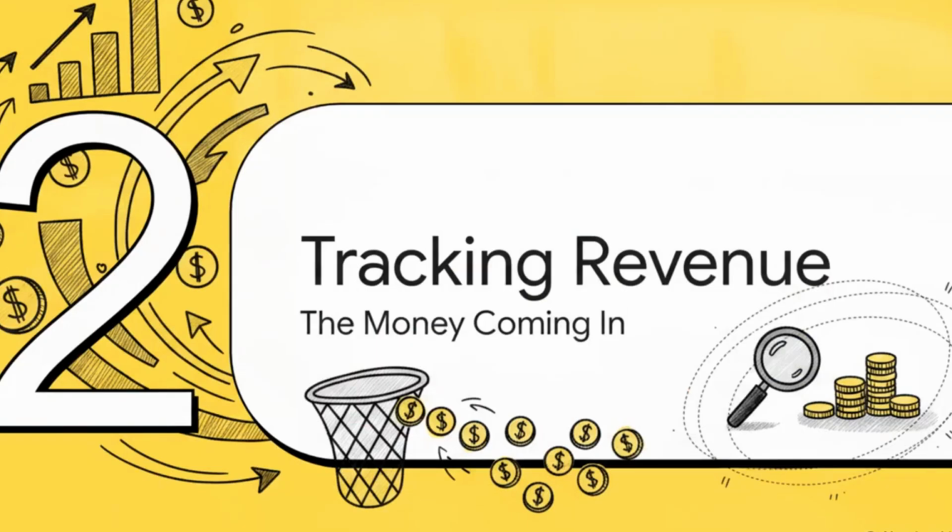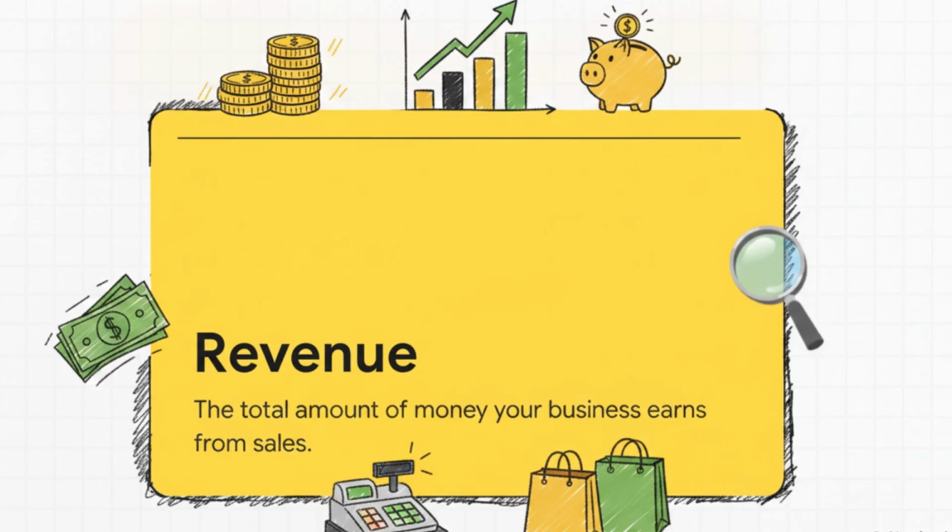Moving to step 1, tracking revenue, the money coming in. While tracking this is absolutely crucial, focusing only on this step is exactly where that beginner's trap lies. The first concept every entrepreneur has to grasp is revenue. Revenue is just the total amount of money your business earns from its sales. Nothing more, nothing less. It's literally the total cash that your customers are handing over the counter to you in exchange for that cup of coffee.